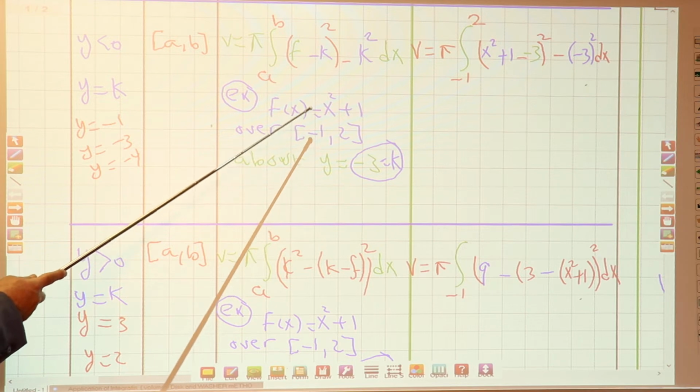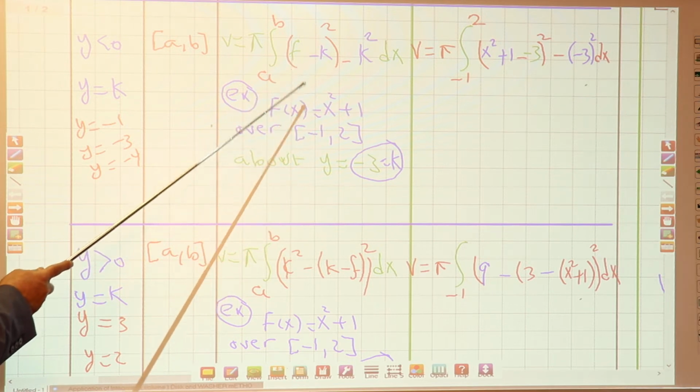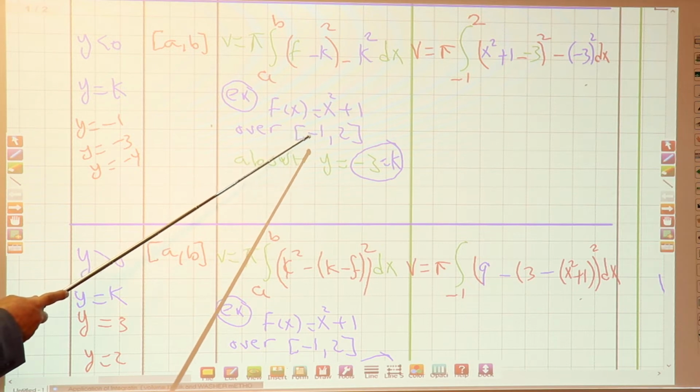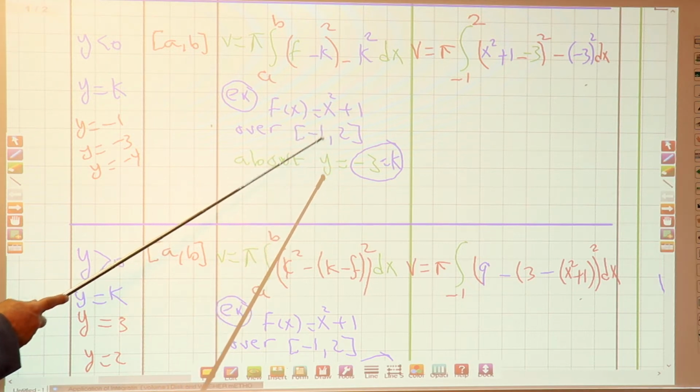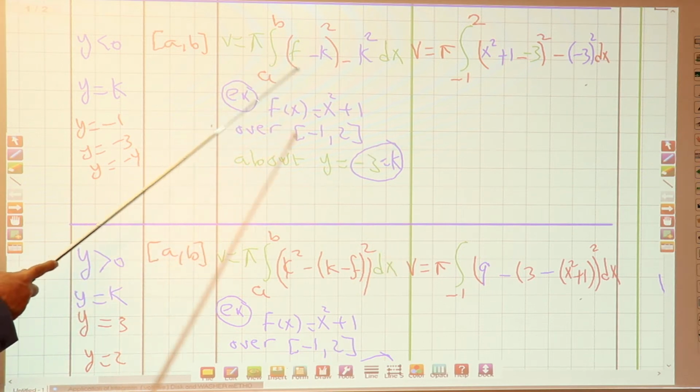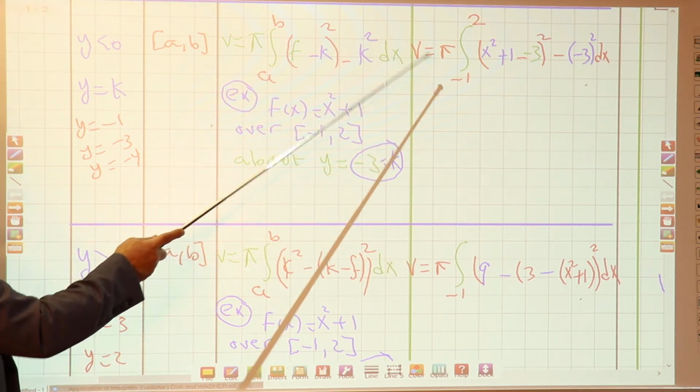Then look here, I need to revolve x squared plus 1 over the interval negative 1 to 2 about y equals negative 3, which is the value of k. Then my integral will be, look here, it's easy.